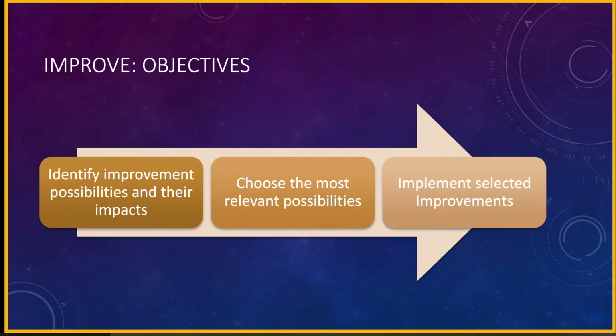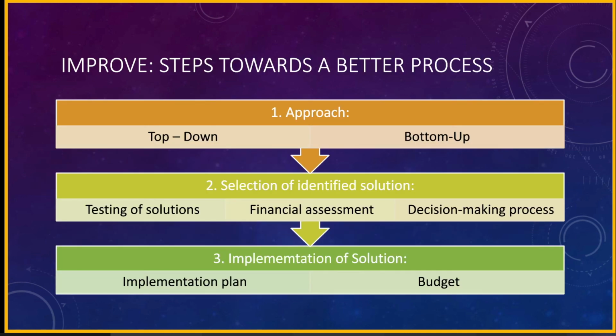But now let's move on to the I from DMAIC, the improvement section. Our objectives here are to identify how and where the possibilities of our improvements are, and what their impact will be on our actual operations. The idea is to have a huge selection of things that we can do, narrow it down to the relevant possibilities, and then implement those possibilities. We can do that through this three-step process.